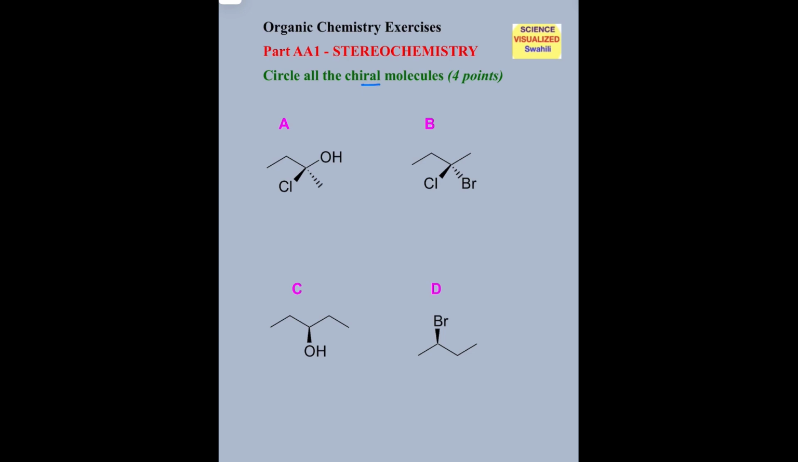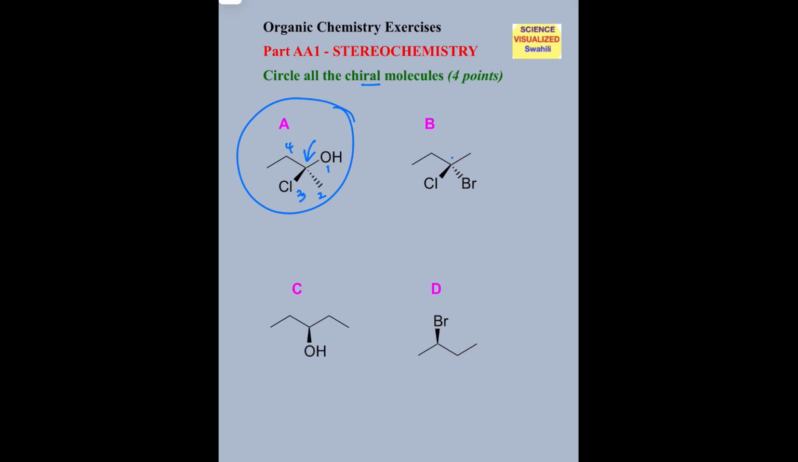A chiral center or asymmetric carbon has 4 different groups attached to that carbon. So if we look at this carbon here, you'll see that it has an OH group here, so that's group number 1. It has a CH3 group, number 2. It has a chlorine, group number 3. And then it has an ethyl group, number 4. So because there are 4 different groups, this A here is a chiral center.